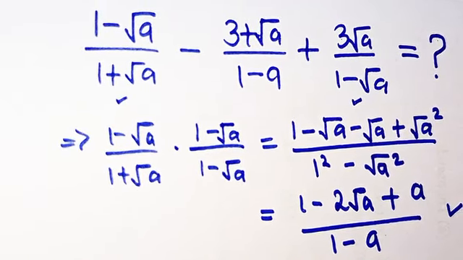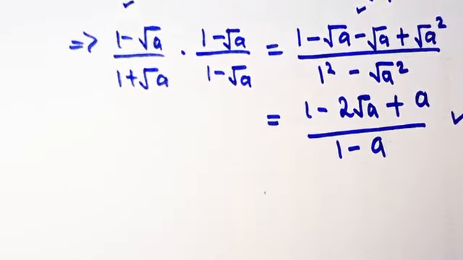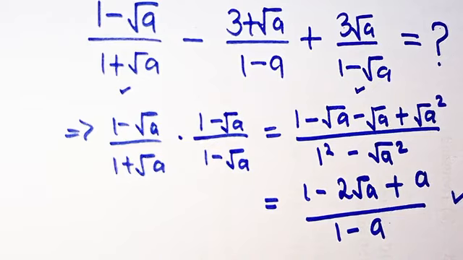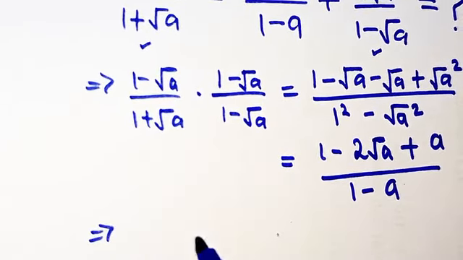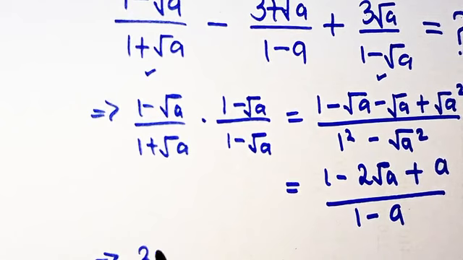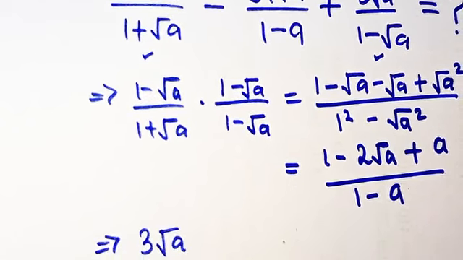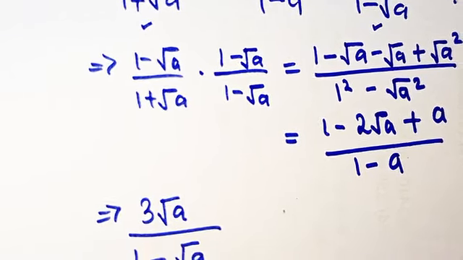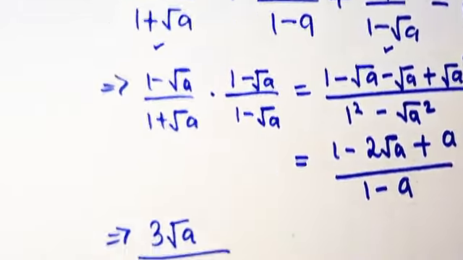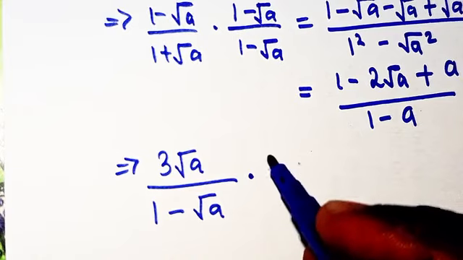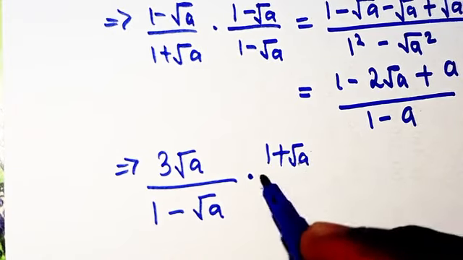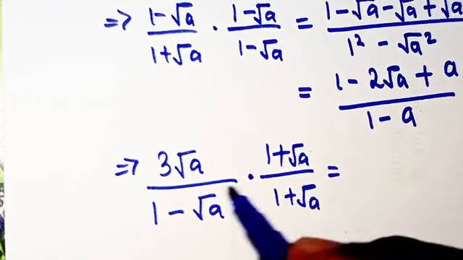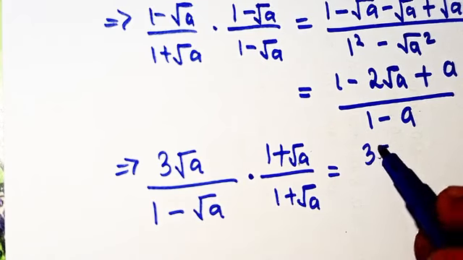Now we look for the second one, which is the last term here. Let me solve the rationalization. We have 3 root a all over 1 minus root a. The same thing I'm going to do: I'm going to rationalize by multiplying by 1 plus root a, the conjugate of the denominator, 1 plus root a.